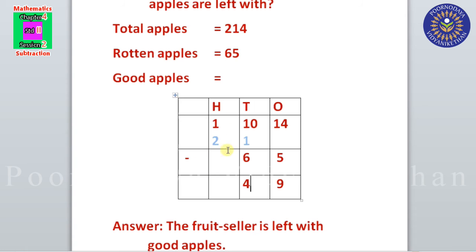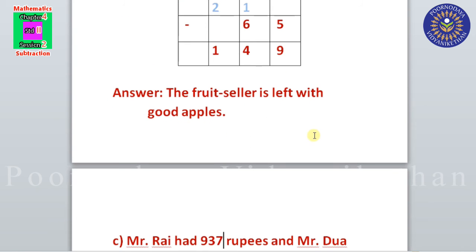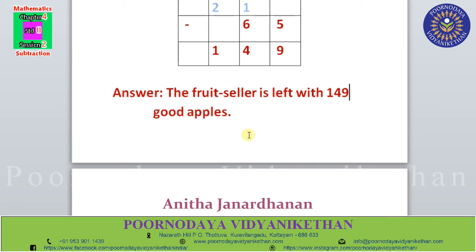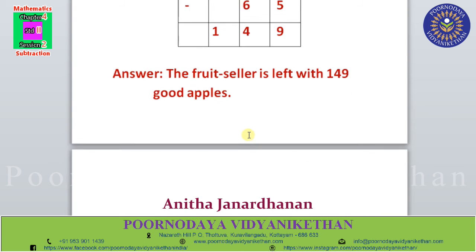Now look at hundreds place. There is 1. That one you have to keep itself. Now you got 149. The answer is 149. So we can write here the fruit seller is left with 149 good apples. Did you understand? Yes. So one more question.